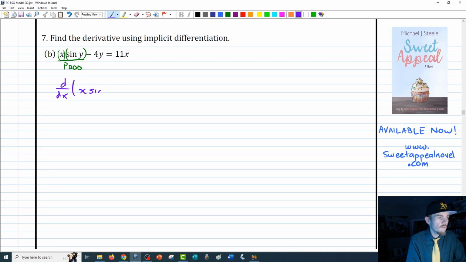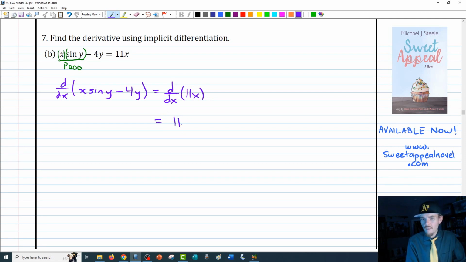To start with though, I'm going to write my d/dx part out. So we're going to do the derivative with respect to x of x sine of y minus 4y, and all of that will be equal to the derivative with respect to x of 11x. Obviously, the right side's going to clean up really nicely into just 11, because the derivative of 11x with respect to x is 11.